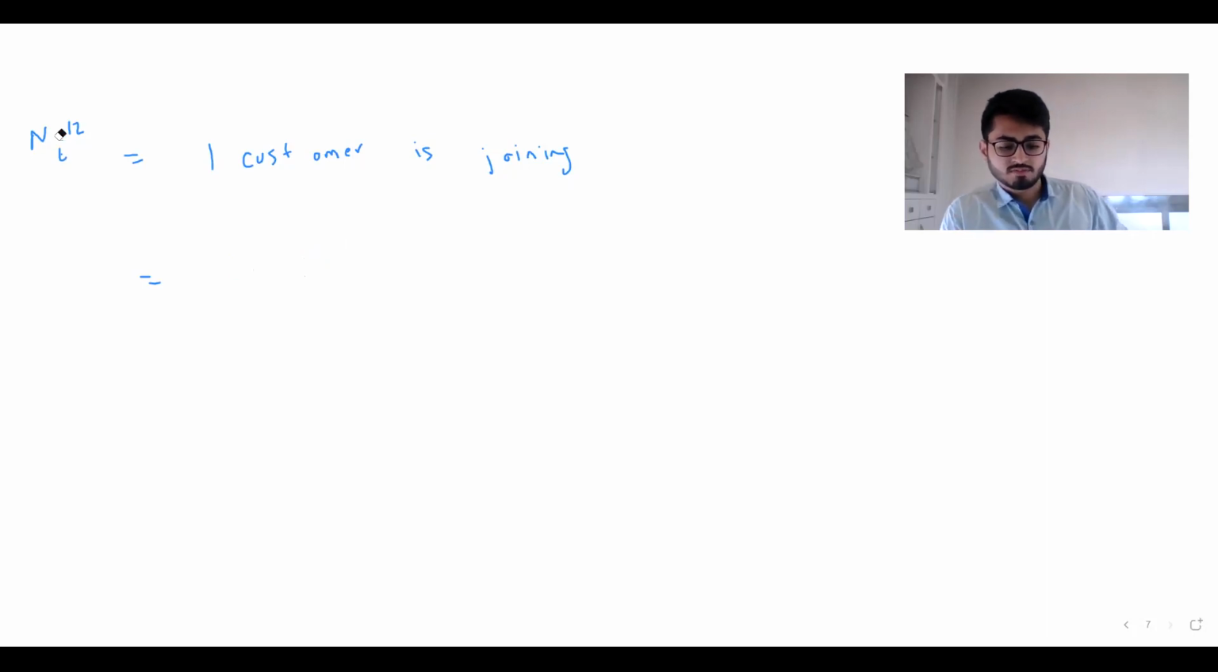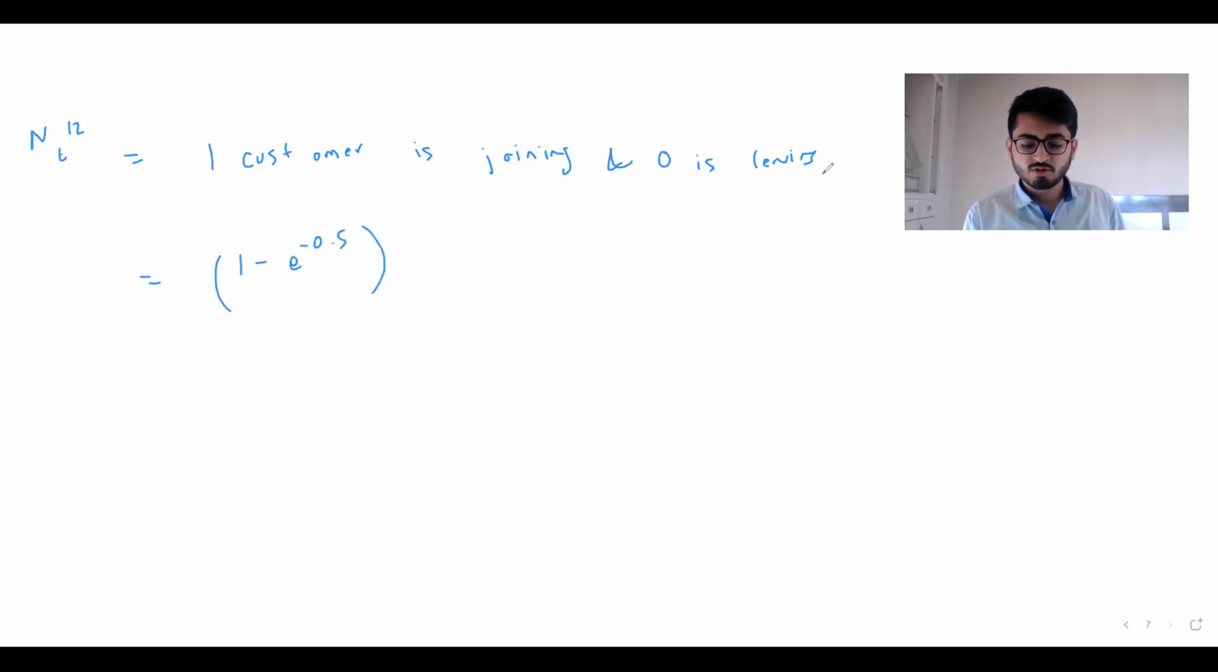We already have one customer. We need one customer to join the queue and none to leave. So this is basically equivalent to one customer joining and 0 leaving. Obviously, I missed that probability, and 0 is leaving. So this shall be 1 minus e to the power minus 0.5 into 0 leaving, given that there are 2, which is nothing but e to the power minus 1. And if we see, this comes out to be 0.144795. Yes, so this is coming out to be right.